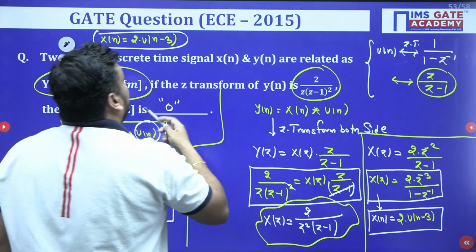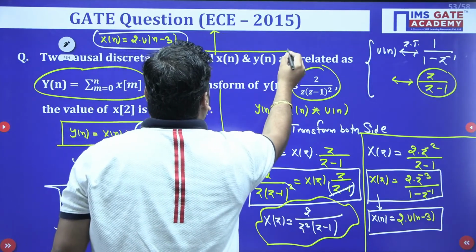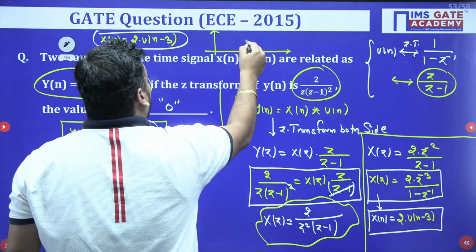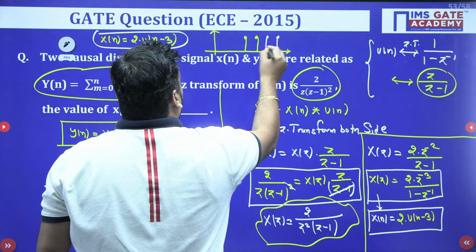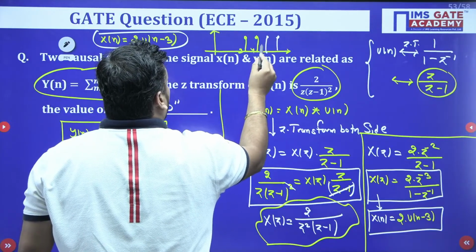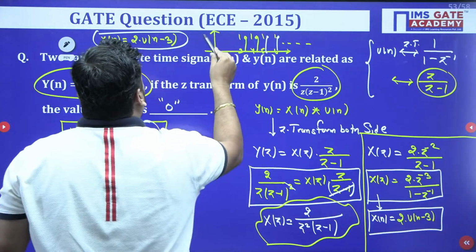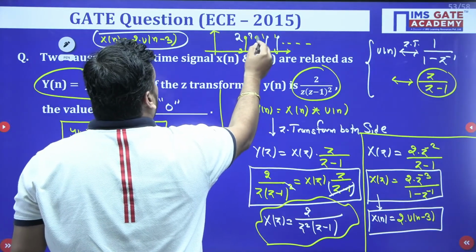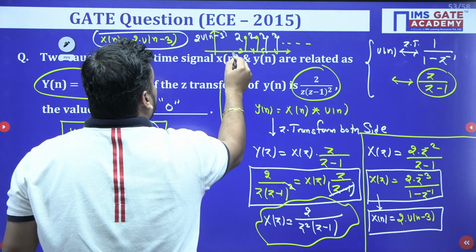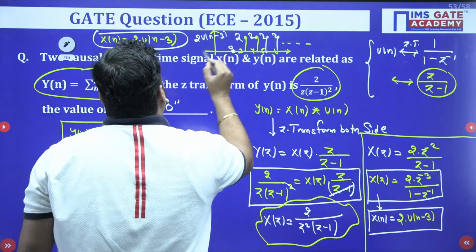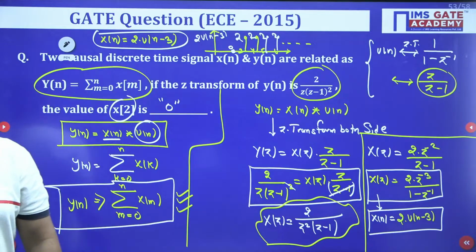Why? Because twice into u of n minus 3, if you make the diagram, I am making a small diagram here. n minus 3 means from the 3 location onwards you will get this value. From the 3 location onwards, this is the location 3, 4, 5, 6, you will have magnitude 1, 1, 1, and multiplied with 2 it will give you 2, 2, 2. So it is nothing but twice of u of n minus 3 diagram. So exactly at 2 location, the output is 0. x of 2 is 0 only.